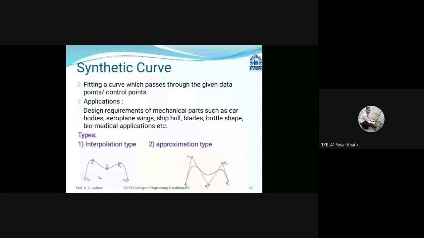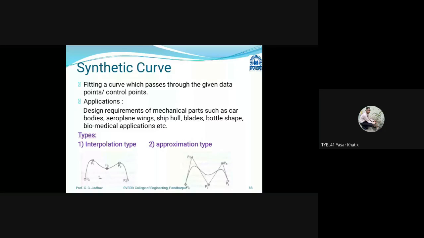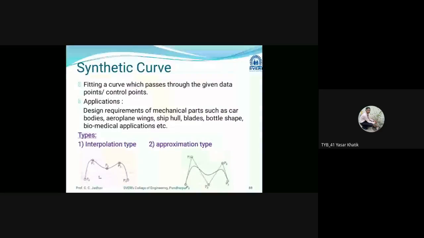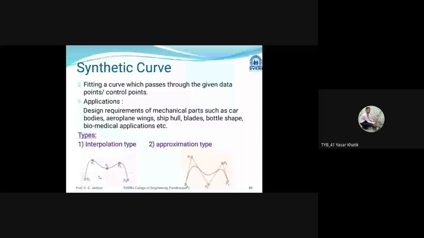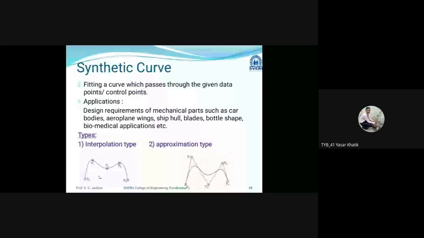So for that purpose we are going to use this synthetic curve in automotive industries, the aeroplane industry also, bottle shapes, and there are a lot of medical applications of that curve, okay. For that we use the interpolation and approximation types of synthetic curve. In the first, the interpolation type, there are five control points, that is P0, P1, P2, P3, P4. I am trying to cover all control points, so I am drawing the curve through all the points.